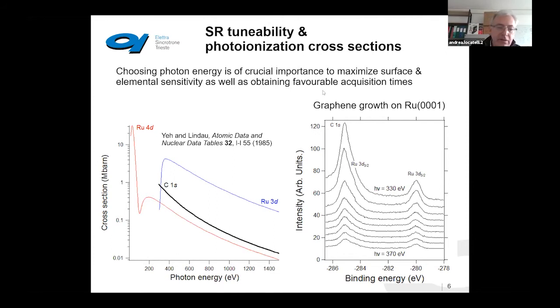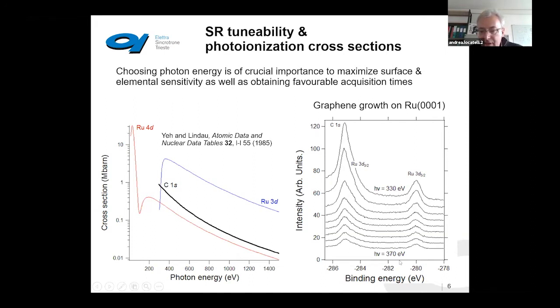You see here on the left-hand side the photoionization cross-sections for the carbon 1s and the ruthenium 3d. And note that there is a logarithmic scale. At some point, below 400 eV, the cross-section of the ruthenium 3d decreases a lot, while the carbon cross-section increases. And you can see this in the graph on the right-hand side.